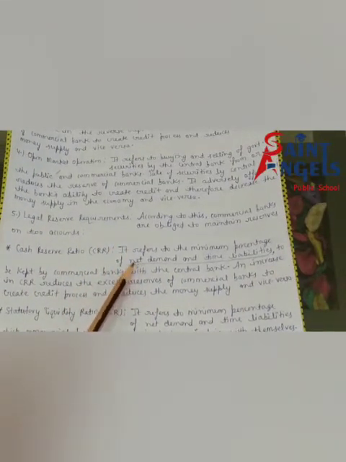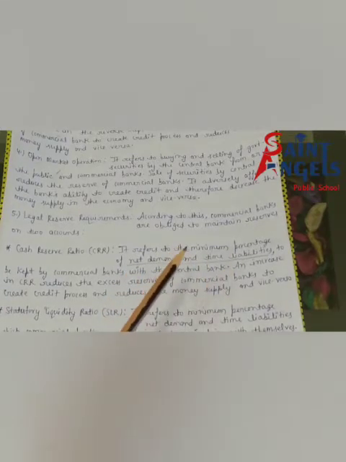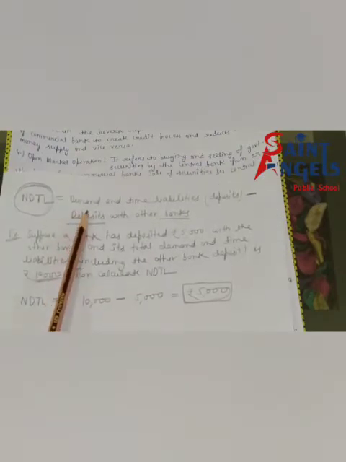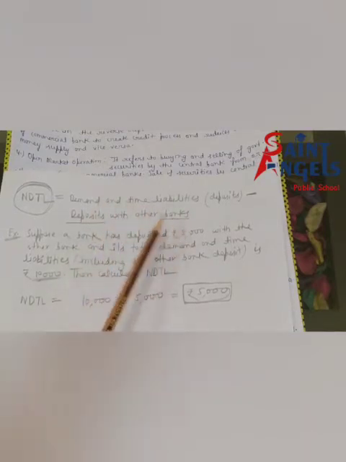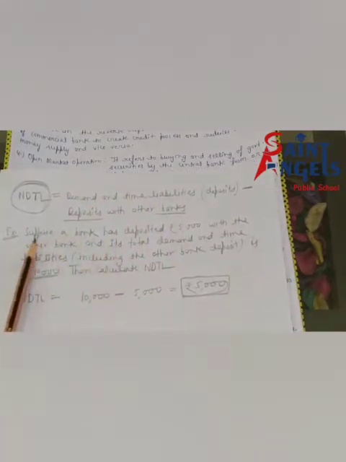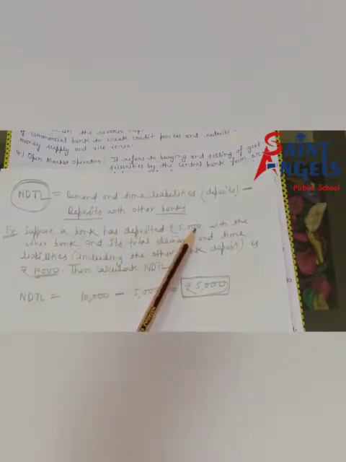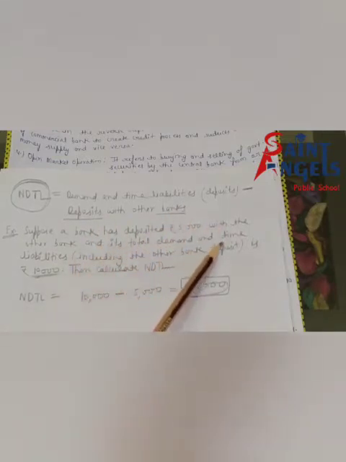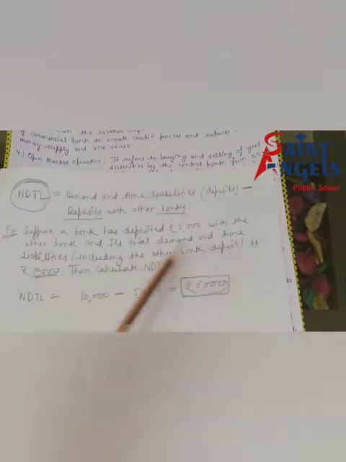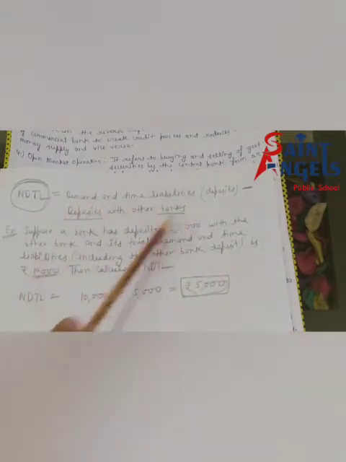How can you calculate net demand and time liabilities? Firstly, commercial banks will calculate their net demand and time liabilities. The formula of net demand and time liabilities is demand and time liabilities minus deposits with other banks. See this example: suppose a bank has deposited rupees 5,000 with other banks, and its total demand and time liabilities, including the other bank deposit, are 10,000.